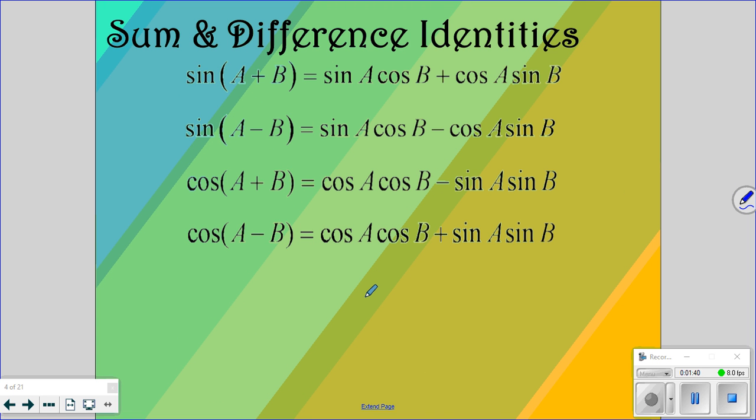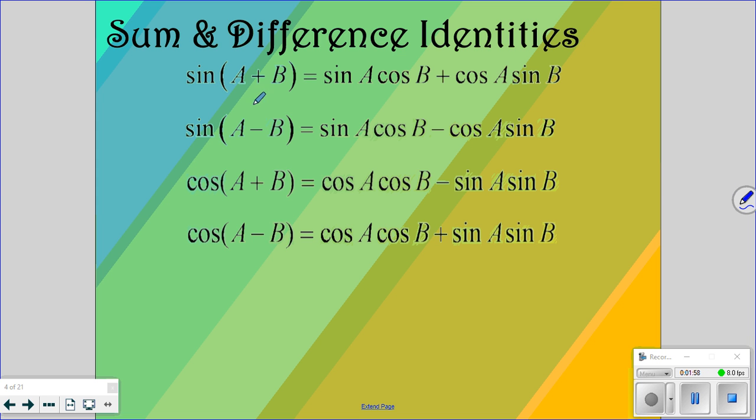So these are the sum and difference identities. If you took me last year for pre-calculus, you should have these memorized. If you've forgotten them over the summer, or if you did not learn them last year, you do need to know them. They're not going to be given to you on a test, so if you need to use them, you just have to have them from memory.